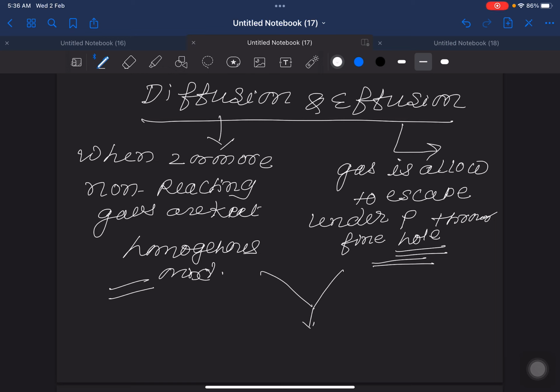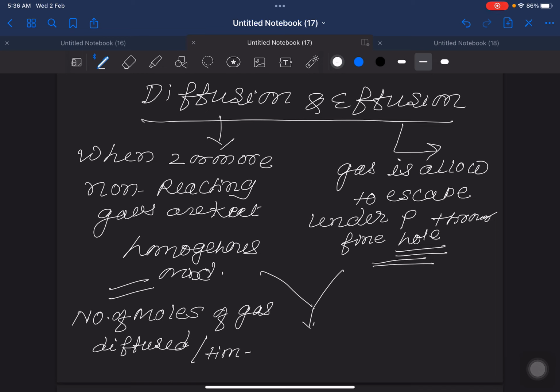Rate of diffusion can be defined as the volume or number of moles of gas diffused per unit time, and it is the distance traveled by a gas per unit time through a tube of uniform cross section.